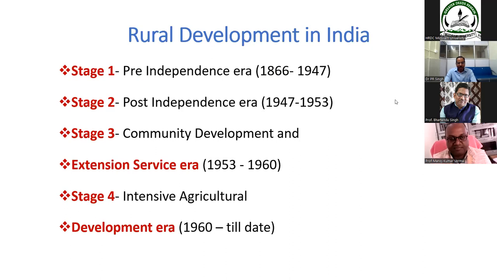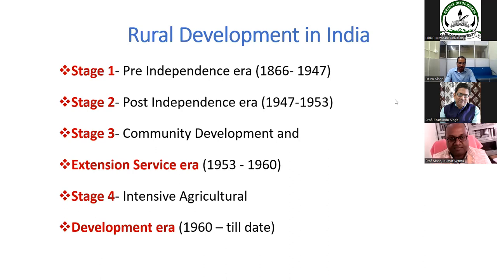So the first stage is the pre-independence era, 1866 to 1946. In other words, before independence and after independence, two stages. Post-independence is 1947 to 1953, a very critical situation after independence. We had not planned for all of India, and our administrative bodies were not functioning very well. Our administrative positions and organizations were not established within five years, because India became independent with a very huge population, 35 crore, a very big area, and very few facilities. So there were many things in the post-independence era, 1947 to 1950.